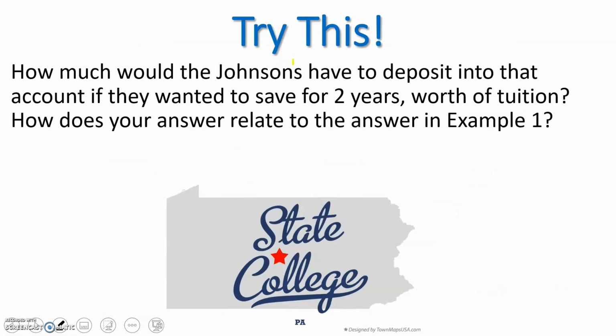Now it's your turn to try. How much would the Johnsons have to deposit into that account if they wanted to save for 2 years worth of tuition? And then how does your answer relate to the answer in example 1? Pause the video and give it a try.